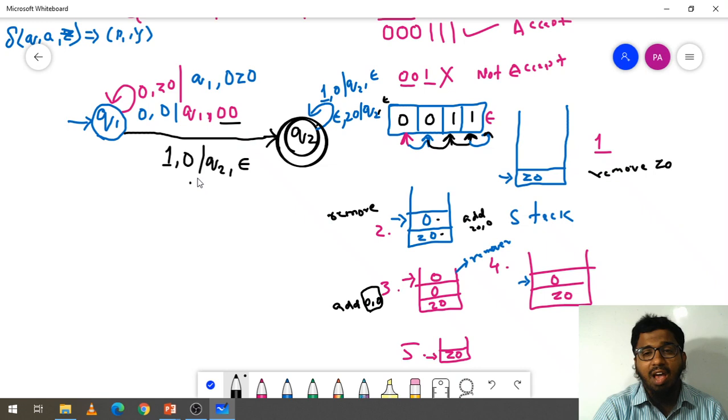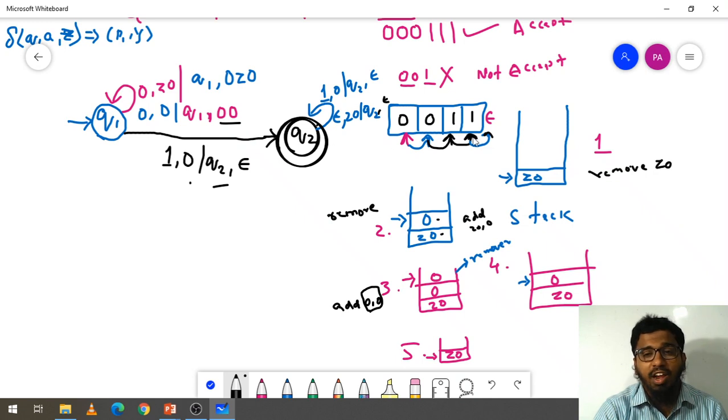Whenever we have 1 and in the stack we have 0, at that time we need to pop the data from the stack corresponding to 0. 1 comma 0 goes to the new state Q and gives epsilon. Whenever we are popping, you have to go to the next state. So here we got the next state Q2.